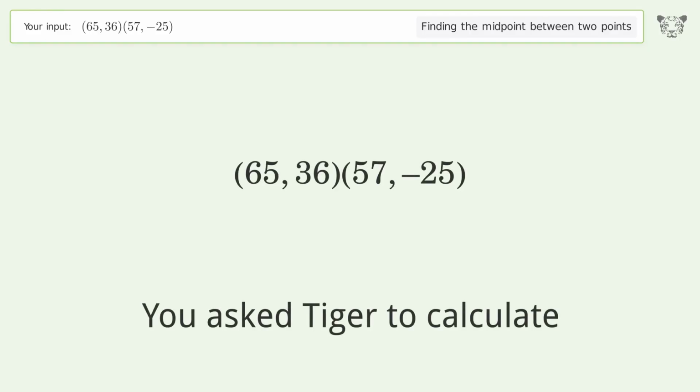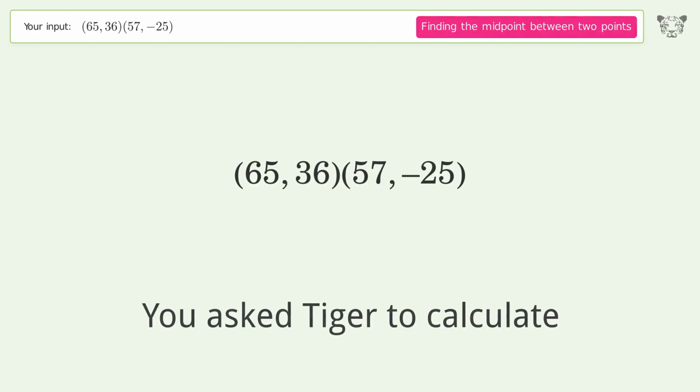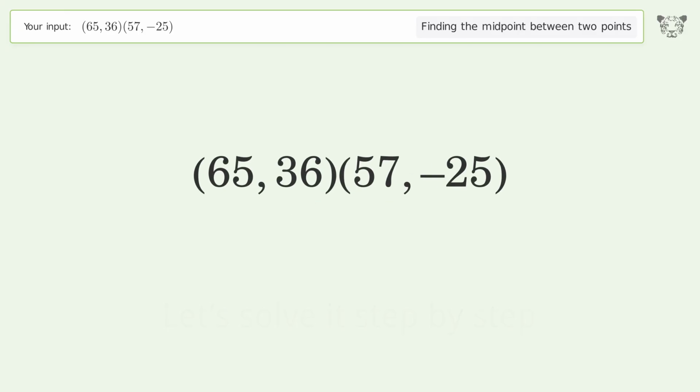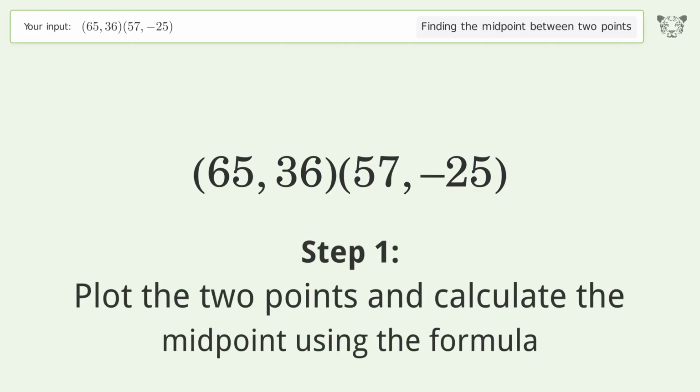You ask Tiger to calculate. This deals with finding the midpoint between 2 points. The midpoint between the 2 points is 61, 5.5. Let's solve it step by step. Plot the 2 points and calculate the midpoint using the formula.